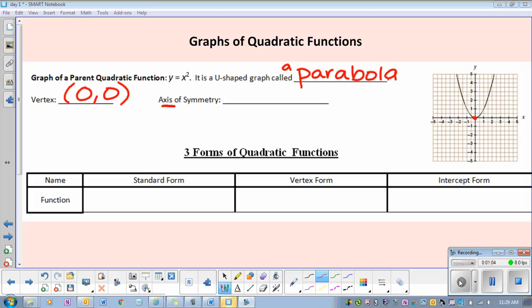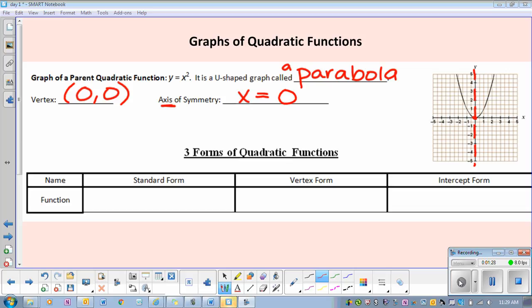Remember, the axis is x equals, and then it's just the x number from your vertex. It's where you could basically divide this parabola in half. It shows where it's symmetrical.